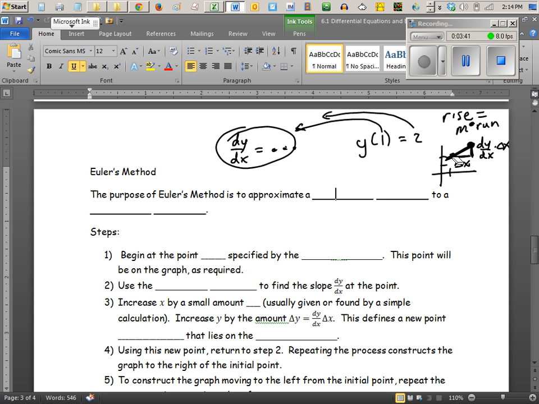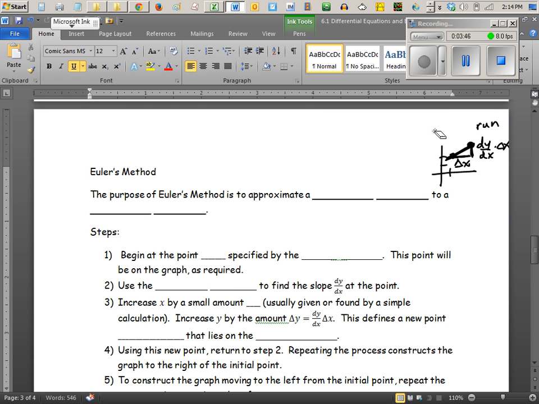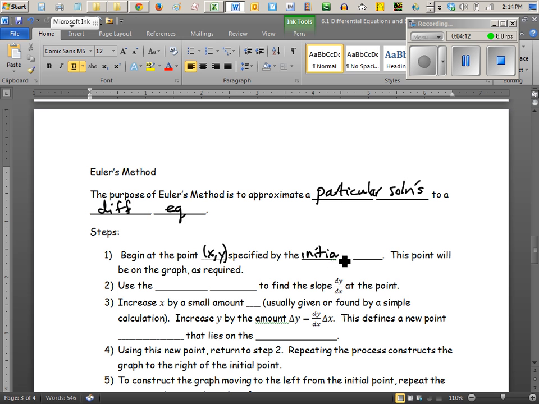If you really wanted to summarize what the purpose of Euler's method is, you could simply say that Euler's method is used to approximate particular solutions to a differential equation, which we've been just calling diff EQ. Okay? So what we do is we begin at the point (x, y) that is specified by the initial condition. So they're usually going to give you an initial condition on a differential equation problem.